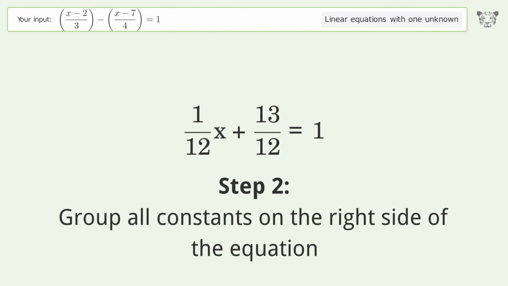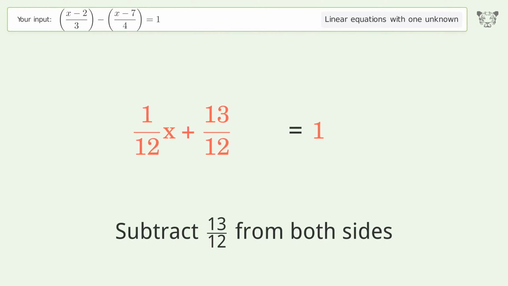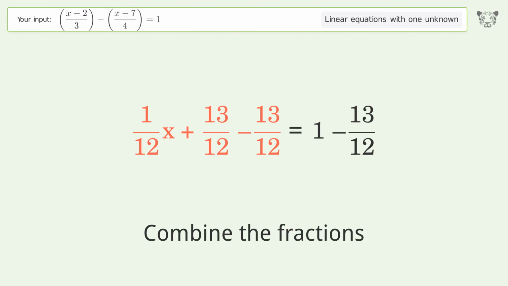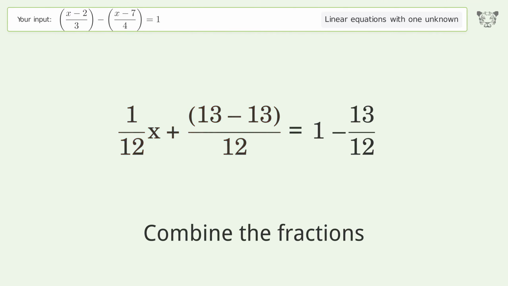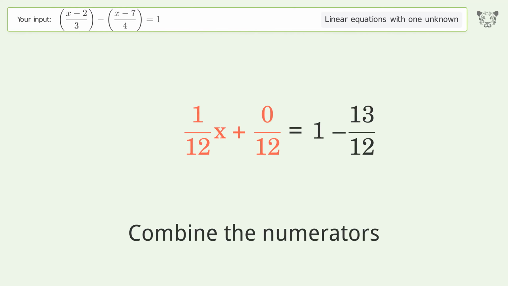Group all constants on the right side of the equation. Subtract 13/12 from both sides. Combine the fractions. Combine the numerators. Reduce the zero numerator.